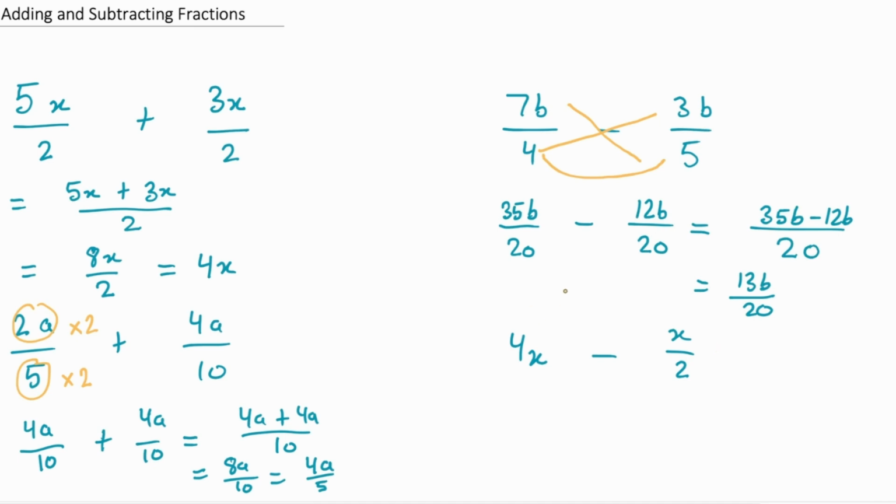Now moving on to the final question type. This one is an extension question. We have 4x minus x over 2. Now you're wondering, 4x is not a fraction. However, you can turn this into a fraction. 4x is the same thing as saying 4x over 1. And that way you can turn this into a fraction and work out this question accordingly.